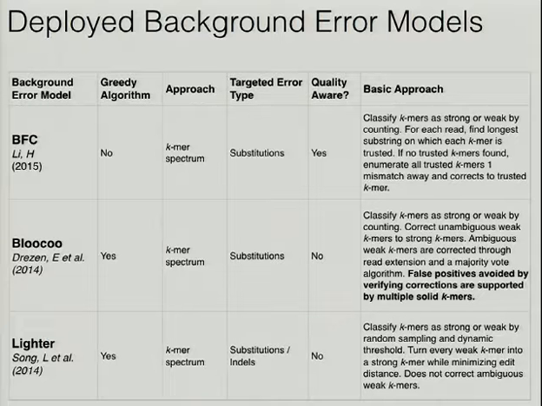Bluecoo is a little different. It's a greedy algorithm, meaning that it makes a correction and it doesn't really revisit it, and it's also not quality aware. These are the same characteristics for Lighter. Bluecoo classifies them as strong or weak by counting again, much like BFC, and then it corrects unambiguous k-mers to strong k-mers. So if you have a k-mer where there's only one possible correction, it will simply correct it to that. There's another approach it takes when it finds an ambiguous k-mer, where it takes the read and does read extension on it until it finds an unambiguous k-mer, and then it uses a majority vote algorithm to do the correction.